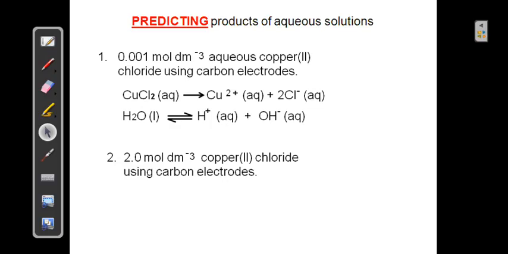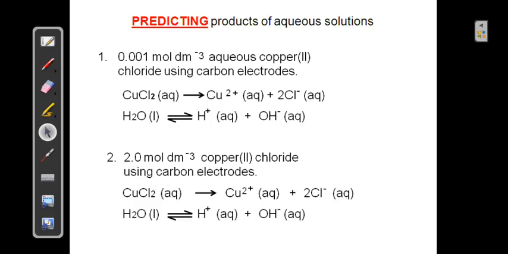And number two, look at the difference. This time it is 2.0 mole per cubic decimeter. Just now number one is 0.01 mole. Here number two is 2.0 mole. So there's a lot of difference, you know. The concentration is very much higher. Number one is very dilute, while number two is more concentrated. So number two, we're talking about 2.0 mole per cubic decimeter copper 2 chloride, also using carbon electrodes.